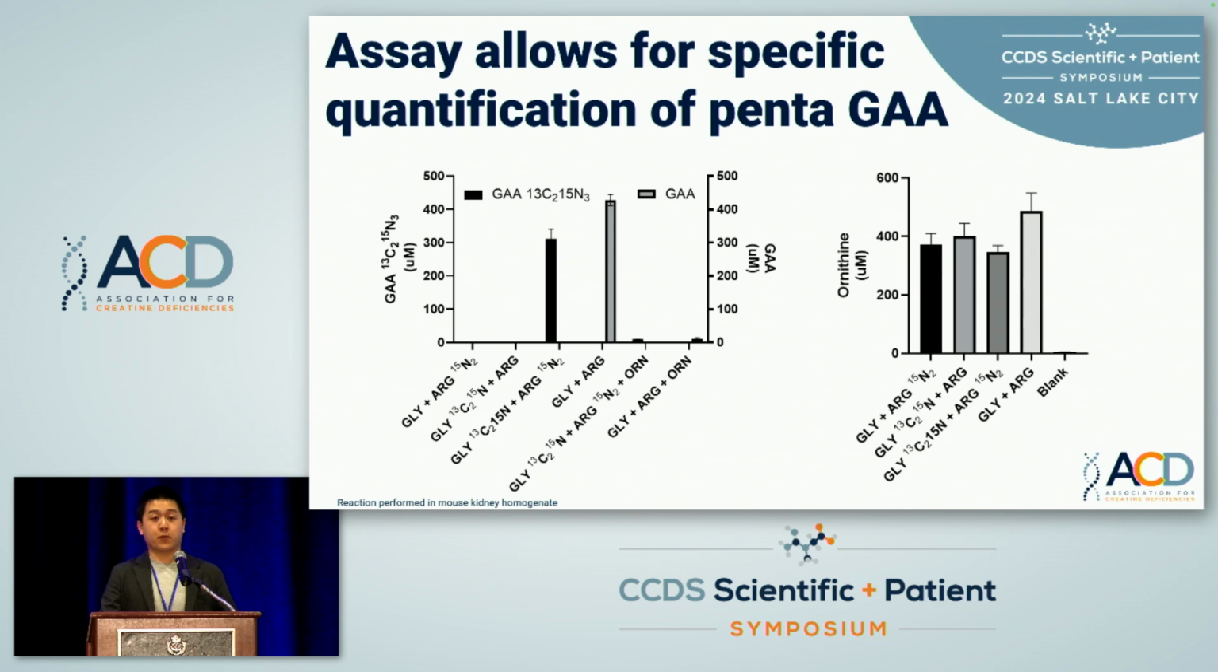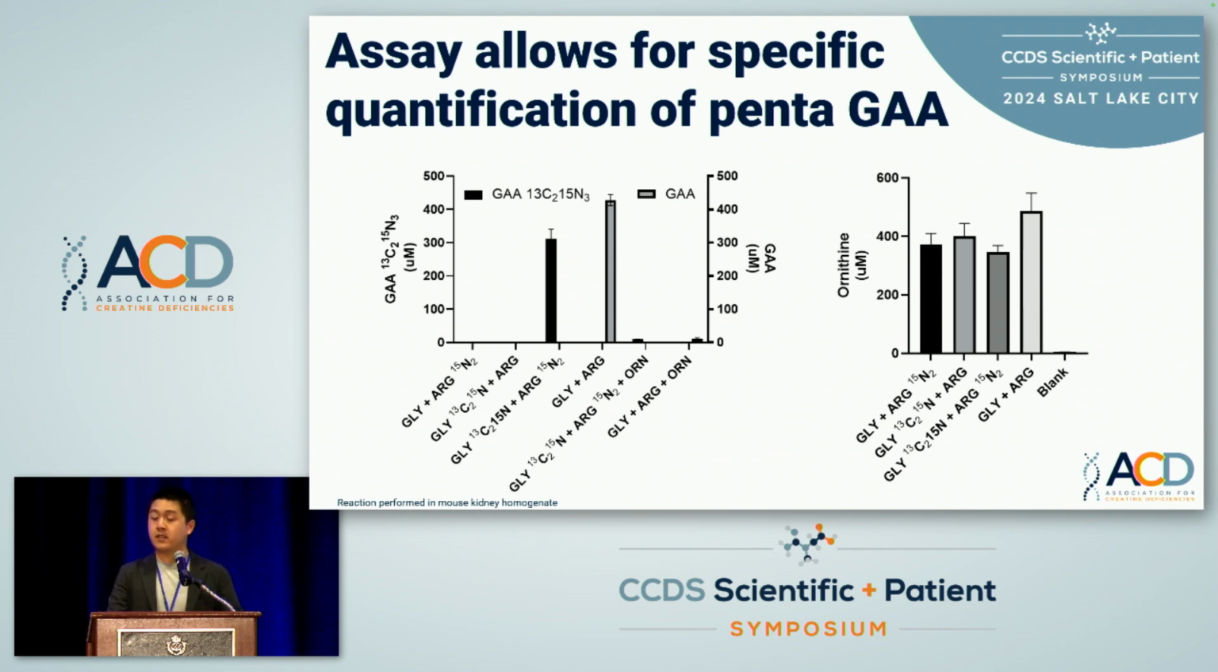Taking the previous experiment one step further, we want to validate that the production of penta-GAA was specific to having both labeled substrates. So to do this, we performed the assay with either both unlabeled substrates, both labeled substrates, or one of each, and we measured the amount of GAA or penta-GAA being synthesized. In the first two lanes here, where we have one labeled and one unlabeled substrate, we do not have any GAA or penta-GAA being synthesized. Instead, we only have penta-GAA being synthesized when we have both labeled substrates, and we only have normal GAA being synthesized when we have both unlabeled substrates.